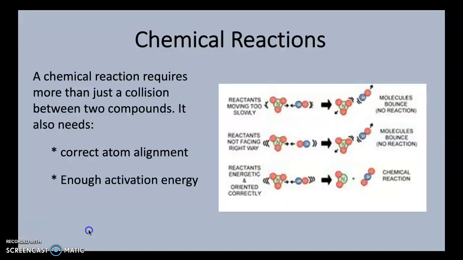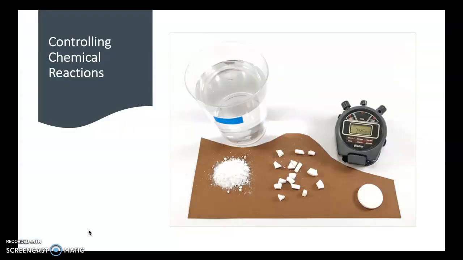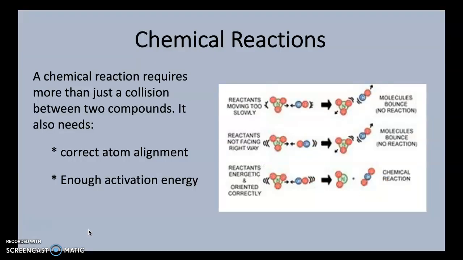All right, for this we're going to be taking the notes on controlling chemical reactions. So the first thing we have to understand is that we've talked about how in order for a chemical reaction to occur, the molecules have to physically contact each other. There has to be some sort of a collision between the molecules in order for them to react with one another, because if they're not physically touching, then they can't react.